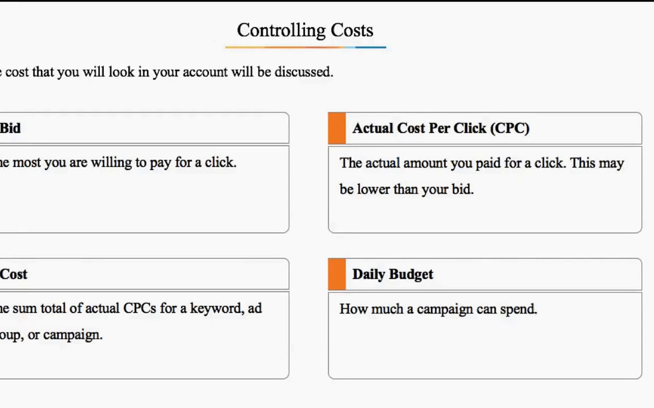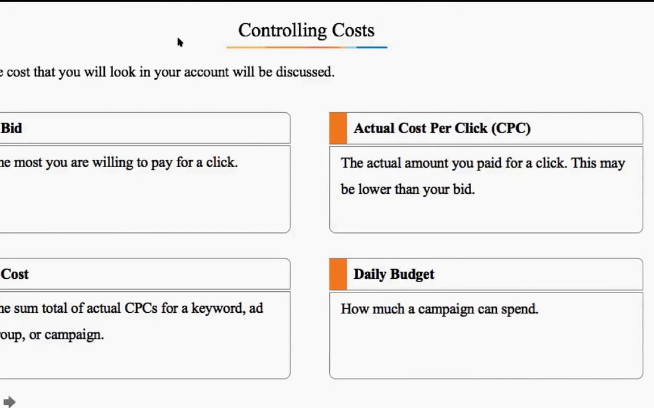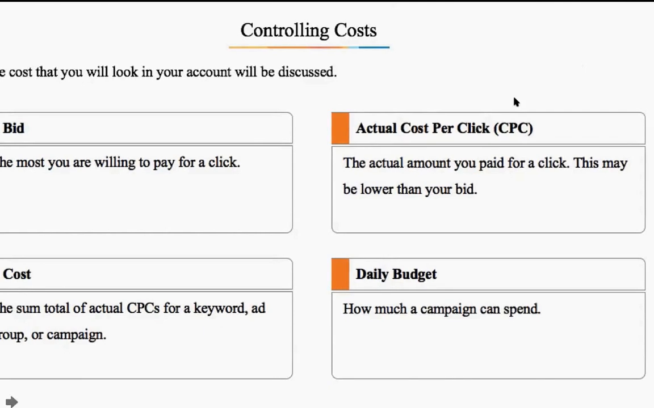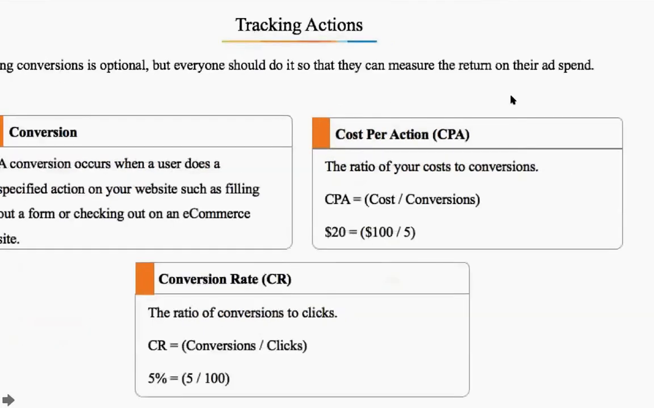Then the other thing with regards to cost is the total cost, the sum total of actual CPCs for a keyword, ad group or campaign, which we define as cost. And then daily budget is how much a campaign can spend, and so forth, right? The daily budget. Now, the other thing, guys, is tracking actions. Tracking conversions is optional. Whether you want to do this or not is up to you. But everyone should do it so that they can measure the return on their ad spend, right?